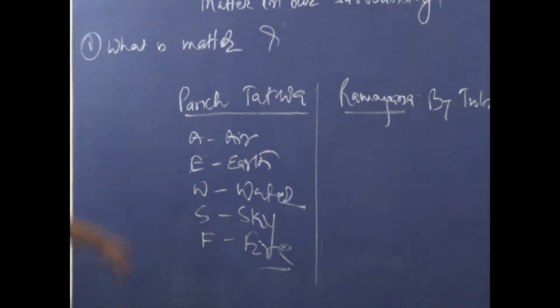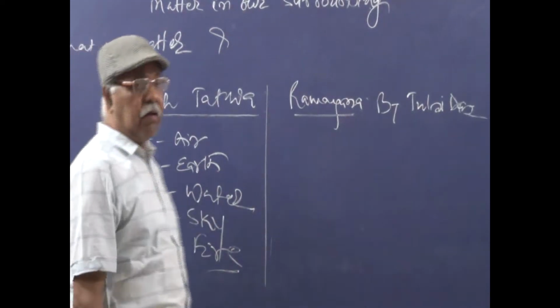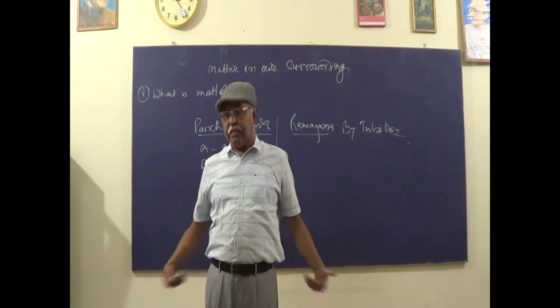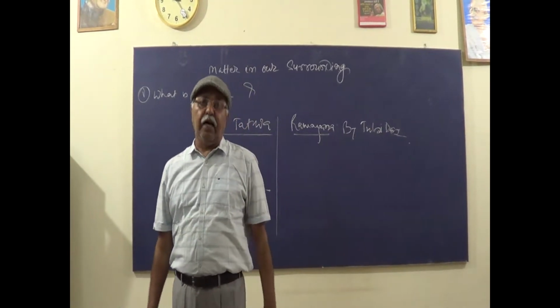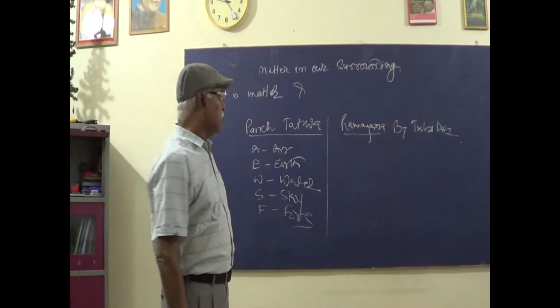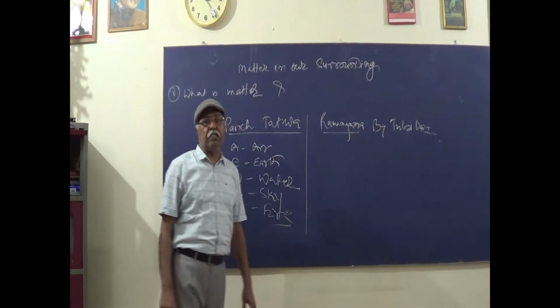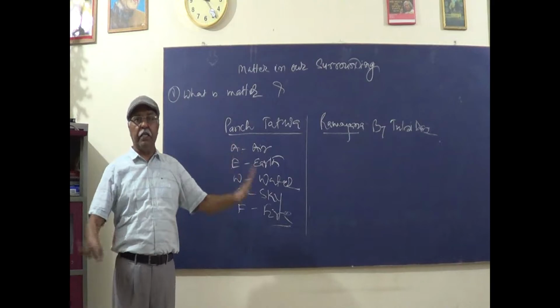Now children, similarly, the Greek philosophers also stated, and their opinion matched, that matter is made up of 5 basic elements. Everything in the universe is made up of 5 basic elements.